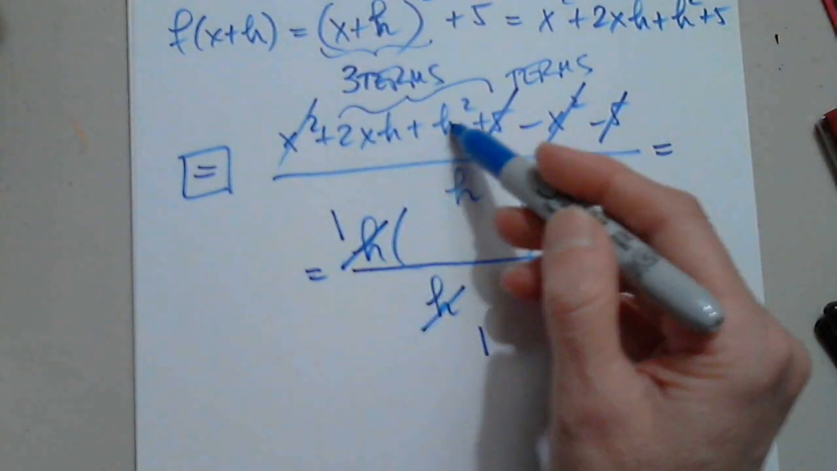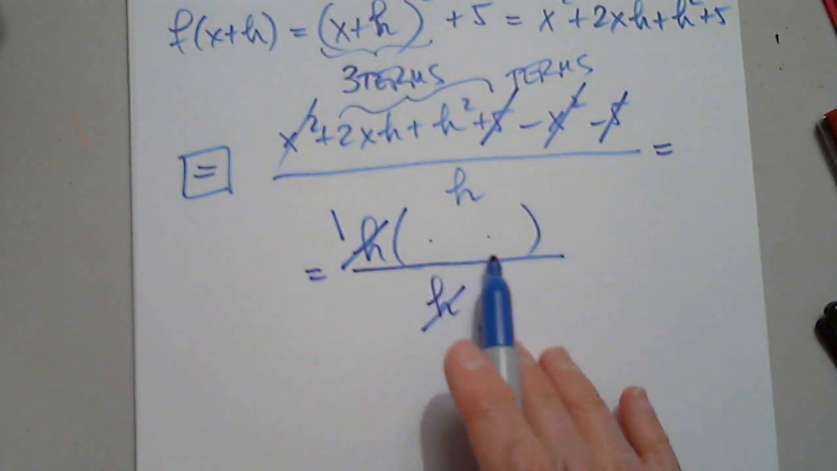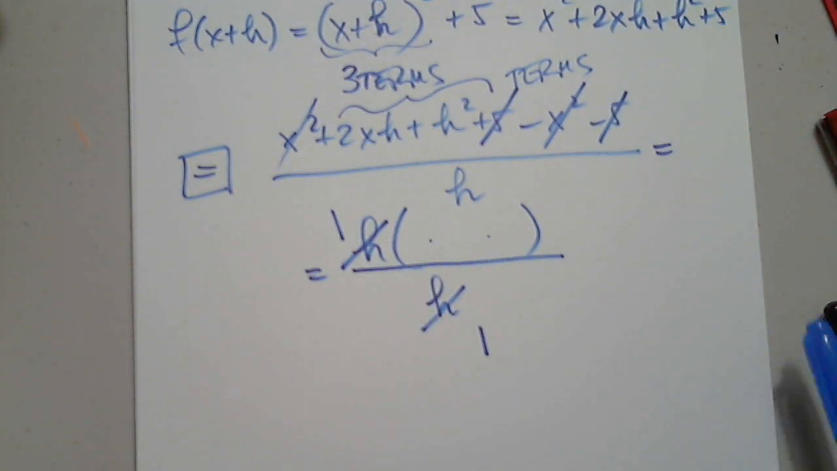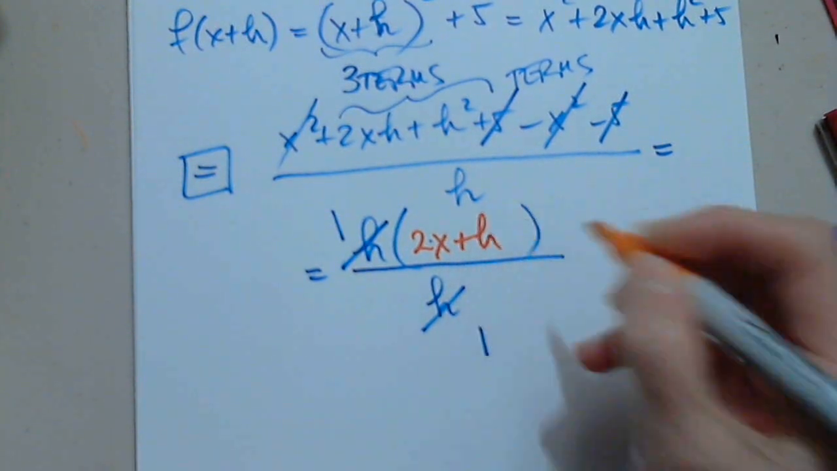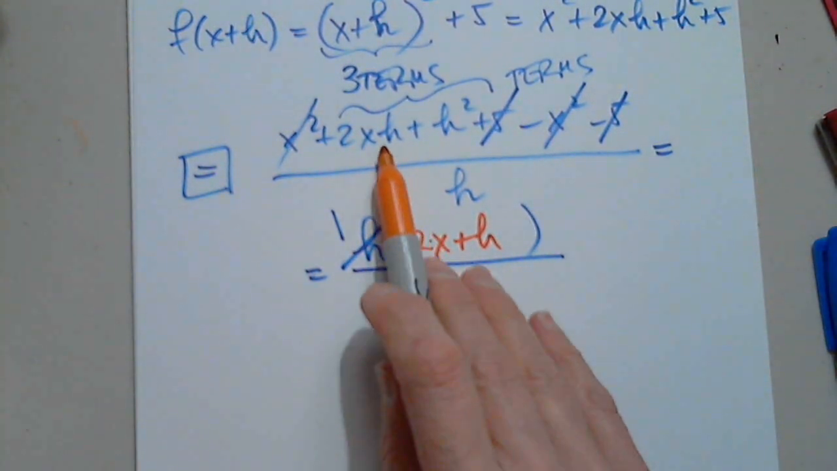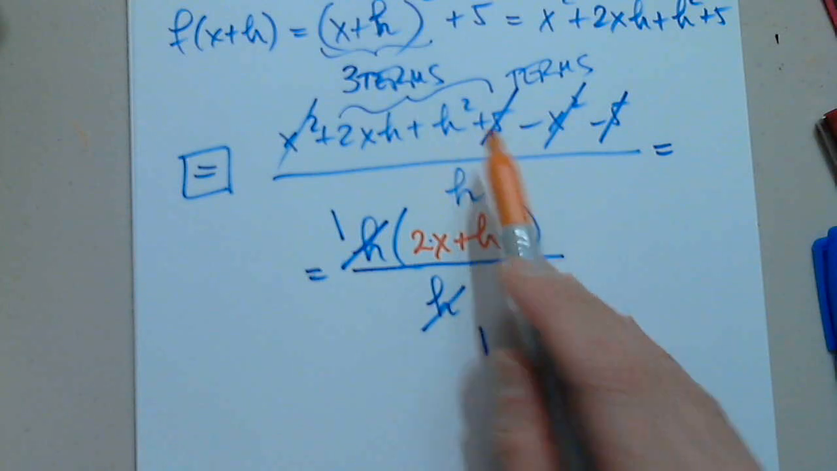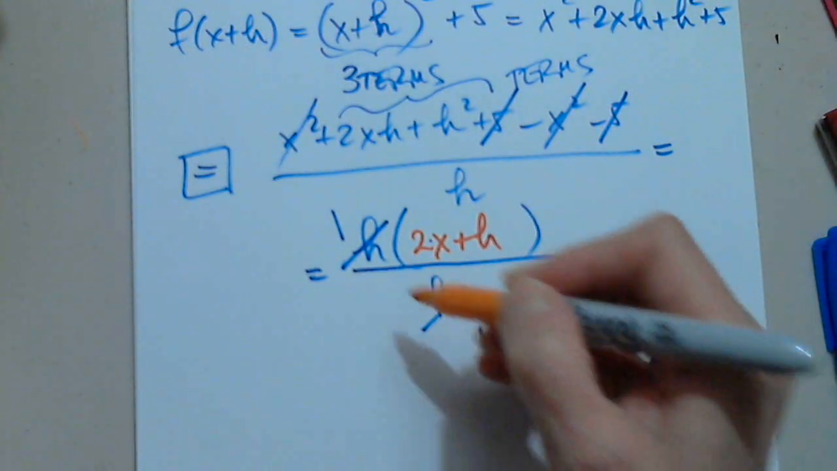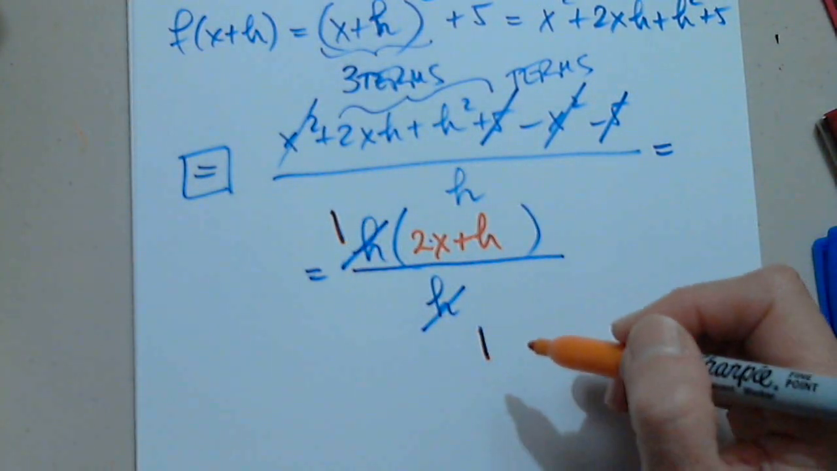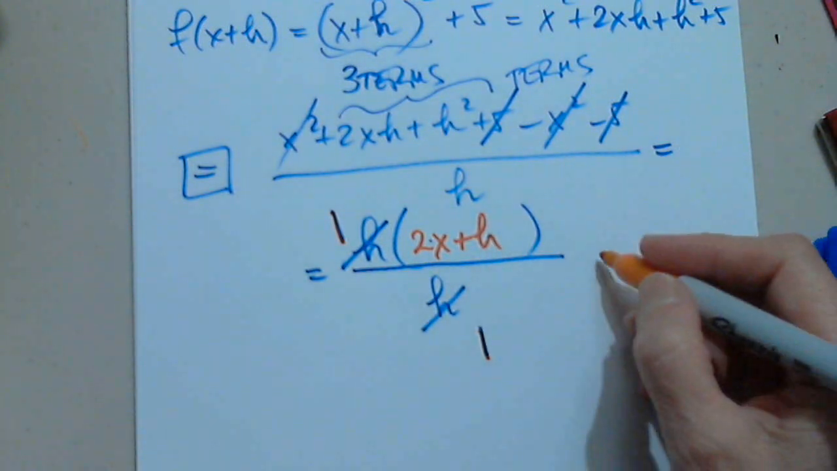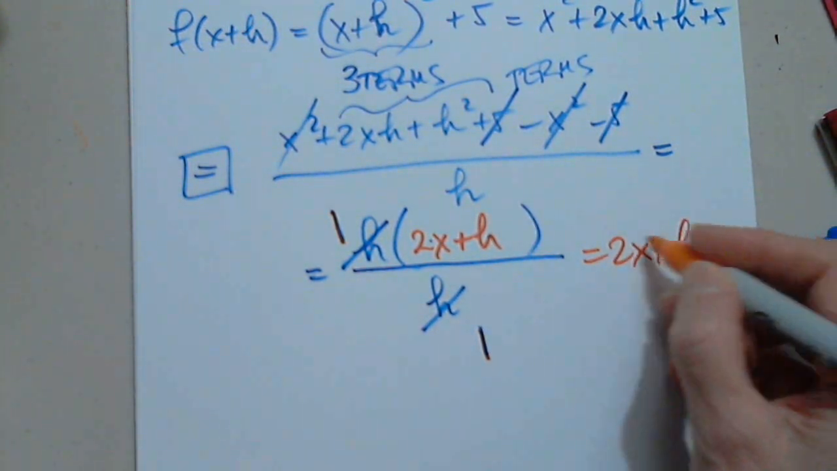Good, but since I have 2 terms, I have to have 2 terms here. What is left in parentheses? 2x plus h. Indeed. Can we check? Yes. h times 2x is 2xh. h times h is h squared. This goes away. I write 1 because if I don't write 1, some students say that it's 0. No. So the final answer is 2x plus h.